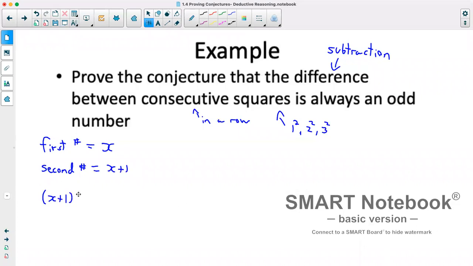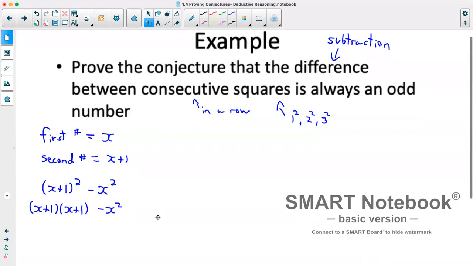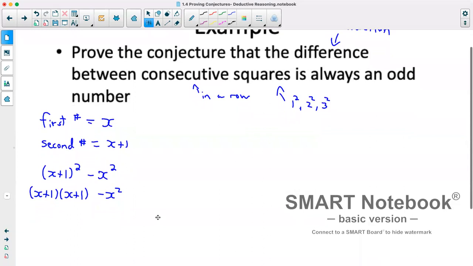It's a square, so we're squaring it. And then we're minusing our first number squared. What we'll have to do with this is expand this out. So x plus 1 squared is the same as x plus 1 times x plus 1 minus x squared. Now what we'll have to do with this is FOIL.